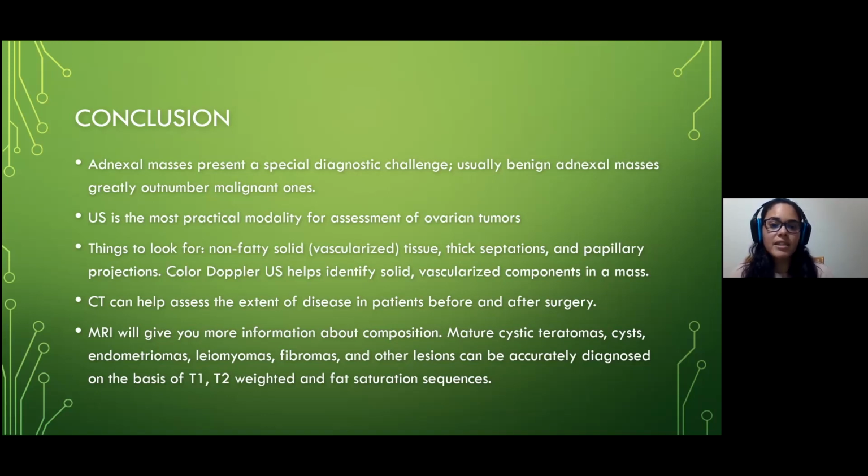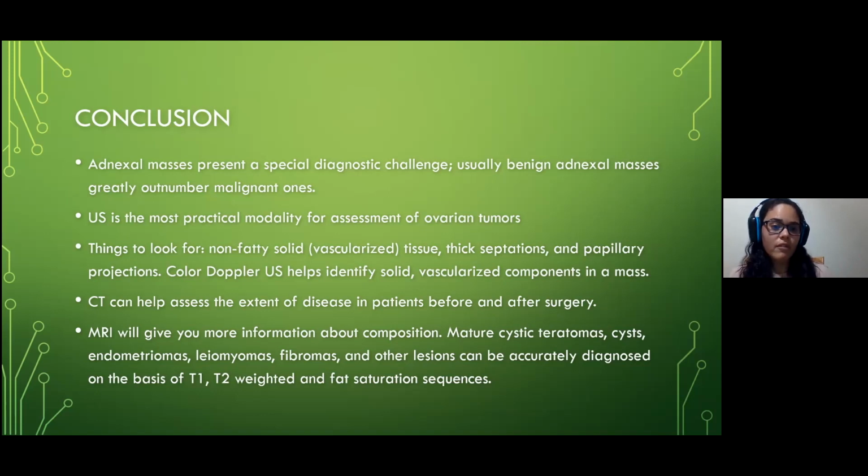CT can help assess the extent of the disease in patients before and after surgery. So I think that's why the first case was actually ordered a CT, because they already knew the mass was there and it was fairly big. So they just had to characterize where exactly it was and which organs it was compressing, so the surgeon could guide his surgery better.